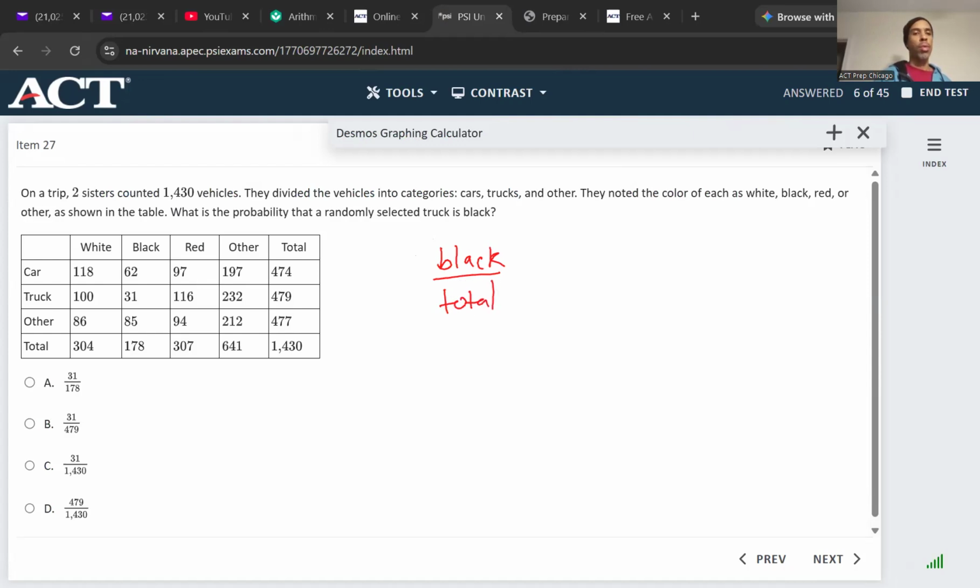So how many black cars do we have? We go to black, we go straight down. We got 178 black cars out of a total of 1430. And that's it. But that answer isn't there, so that means we're going to have to reduce, right? That's all that means. Doesn't mean we're wrong.